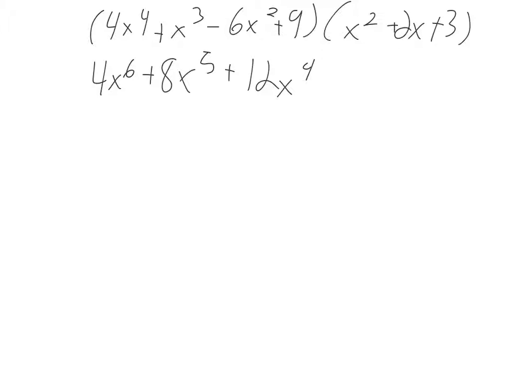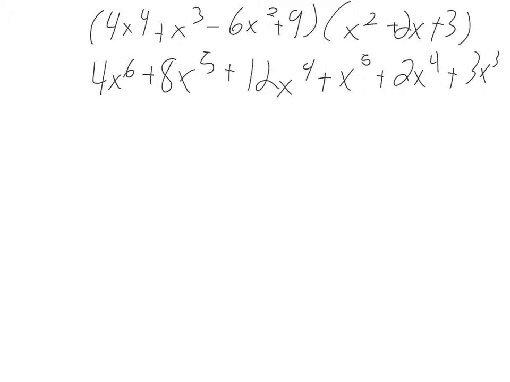Now, keep following along. We're going to have our x cubed times the x squared, which is of course just going to equal x to the 5th, because remember, when you're multiplying exponents, you add them together. So moving along, we're going to have x cubed times 2x, and that's going to equal 2x to the 4th. And finally, we're going to have 3x cubed by multiplying x cubed times the positive 3.